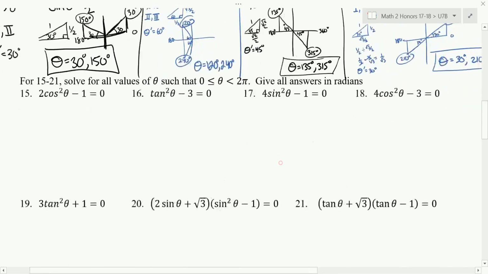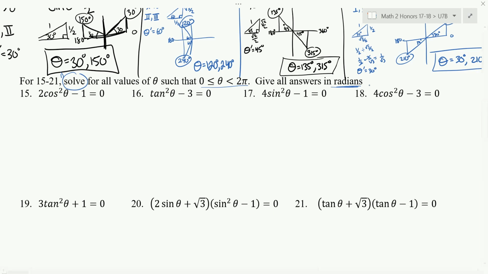For 15 to 21, we're asked to solve for all the values of theta such that theta lies between 0 and 2 pi, and we're working in radians this time. So same thing as before, but now working with radians.